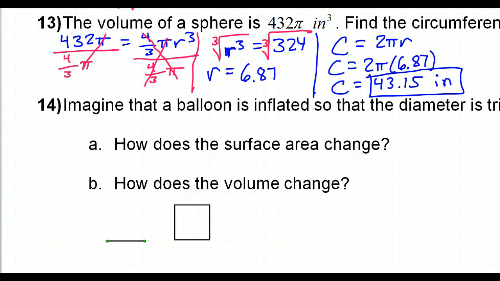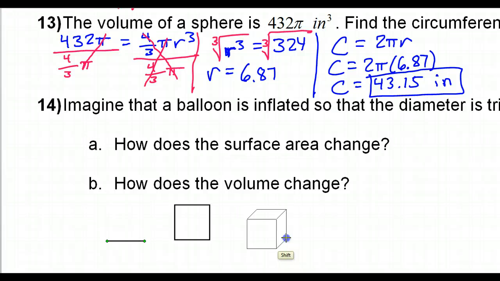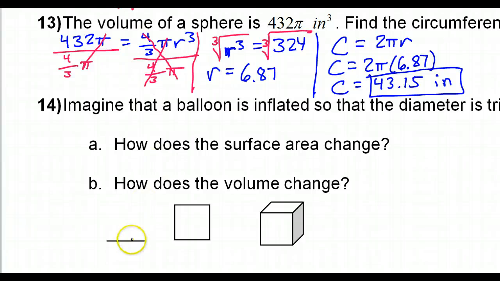And now I need a volume. For volume, the simplest thing to use is a cube. I really want this to be the same size. So I've got length, area, and volume. Now, if we imagine that the original length was 1, then that would make this a 1 by 1 square, and the area would be 1. If these lengths are 1, that means this is a 1 by 1 by 1 cube. 1 times 1 times 1 is 1.